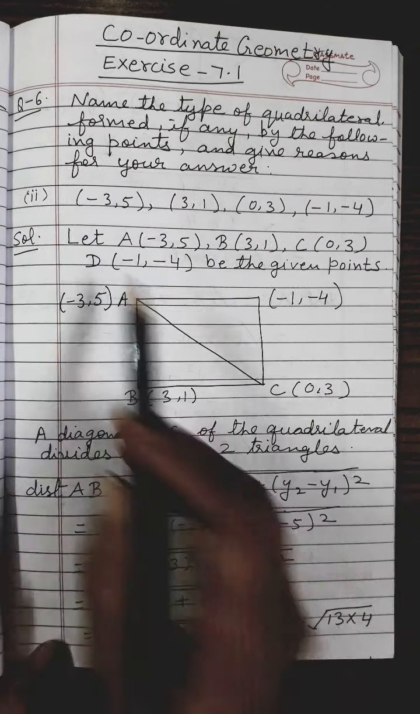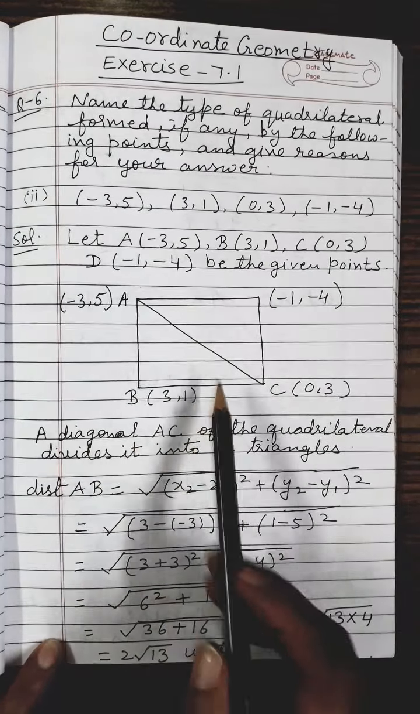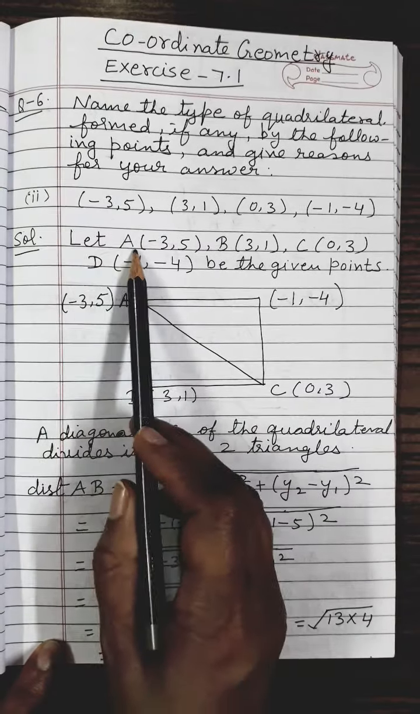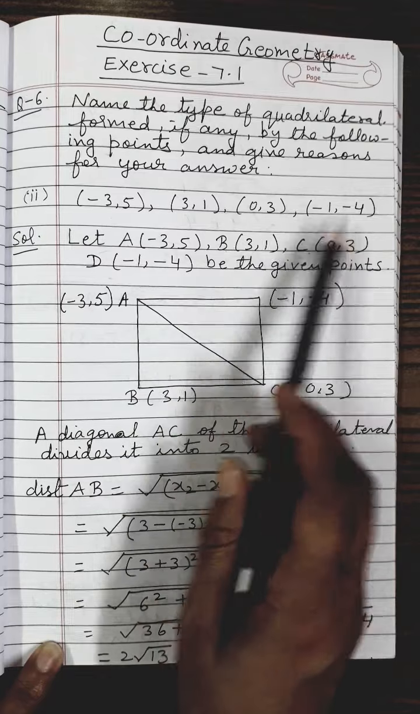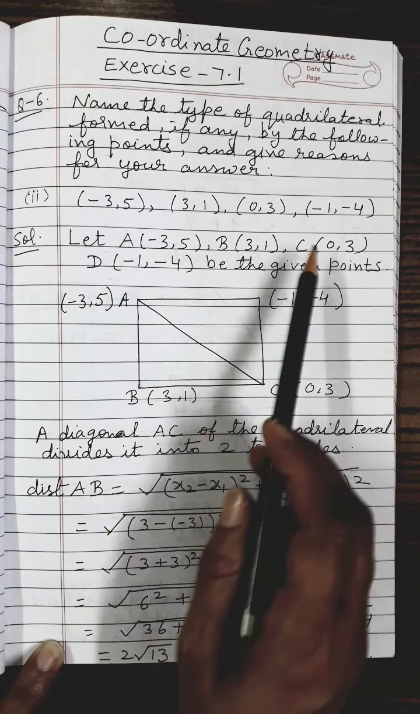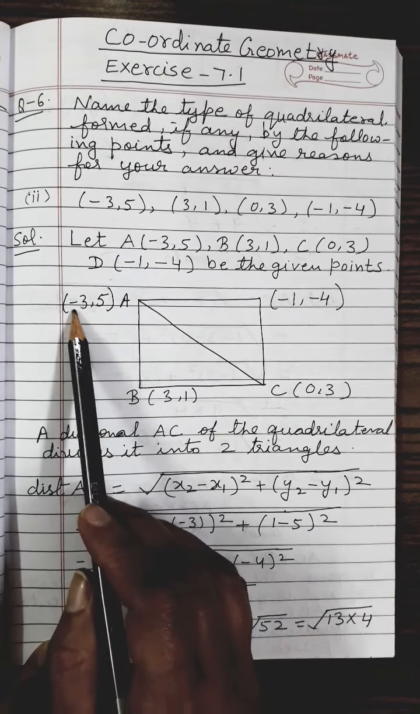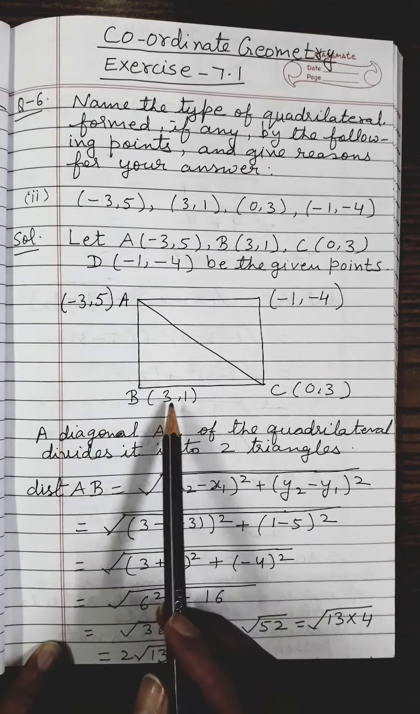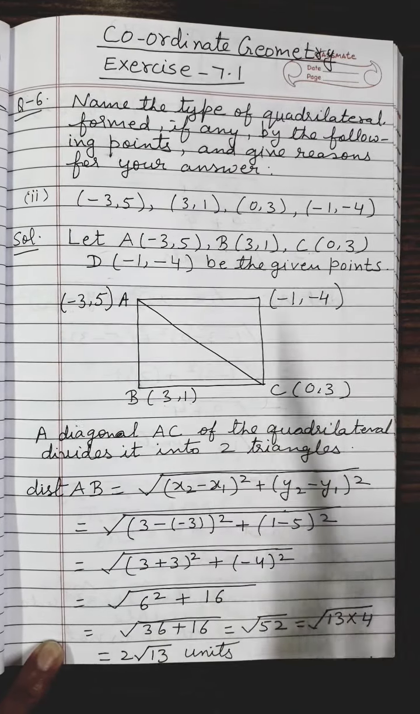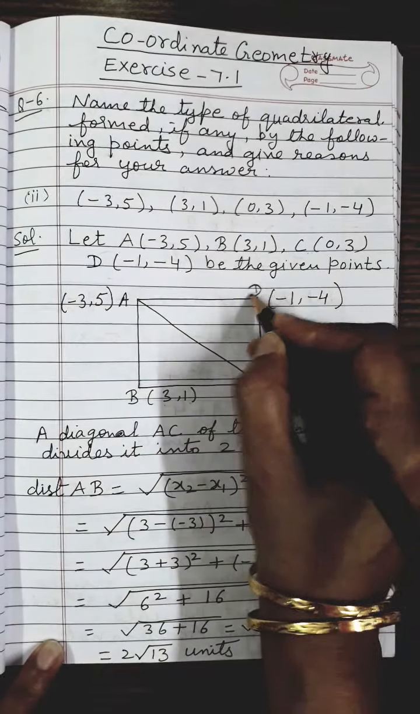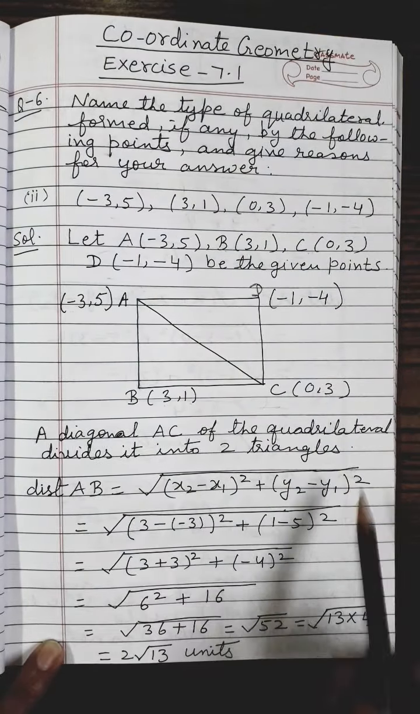So these were the coordinates given to you for all the four vertices of the quadrilateral. So let us draw this figure. Let the points be A, B, C, D. We are giving the name to all these four vertices as A, B, C, D, and draw this figure and write down the coordinates: vertex A (-3, 5), vertex B (3, 1), vertex C (0, 3), vertex D (-1, -4). Now what do you see in this figure?